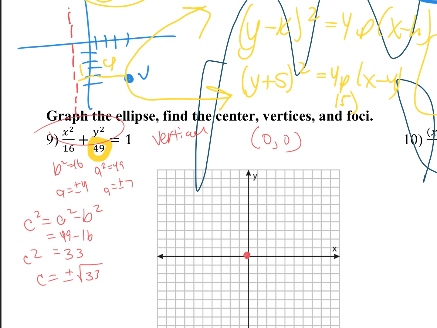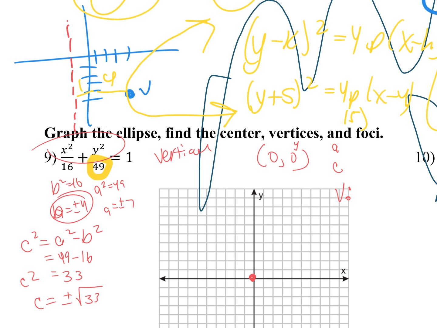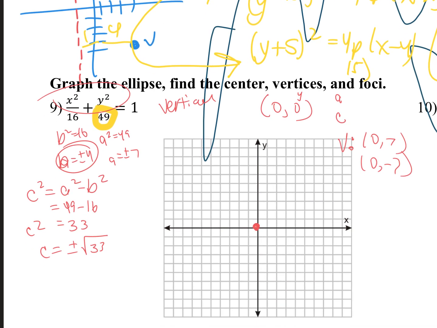My vertices are going to be my A value that I have to add and subtract, and my foci is my C value that I add and subtract. Since it's a vertical, we're going to add and subtract to the Y. So to find my vertices, I'm going to add and subtract my A value. So my vertices are, so this is my B value, not my A. So I'm going to add and subtract 7. So my vertices are going to be at 0, 7, and 0, negative 7. So I go up 1, 2, 3, 4, 5, 6, 7, and down 1, 2, 3, 4, 5, 6, 7.